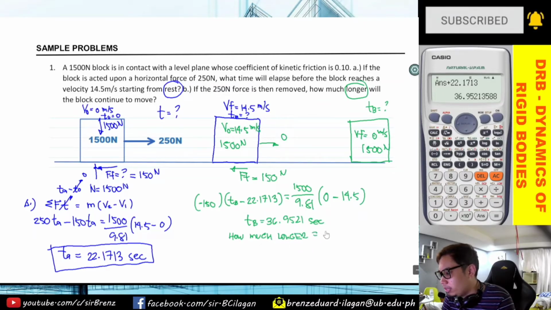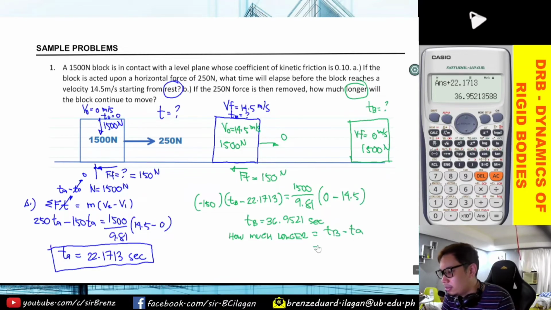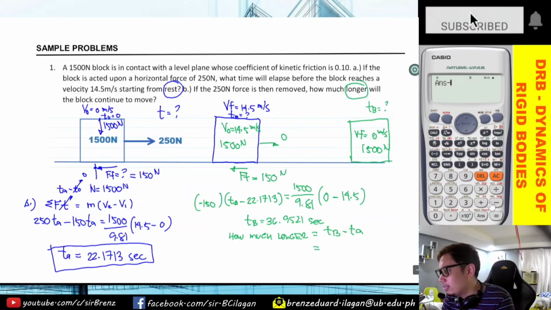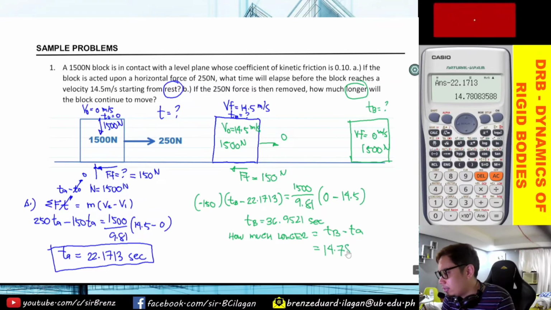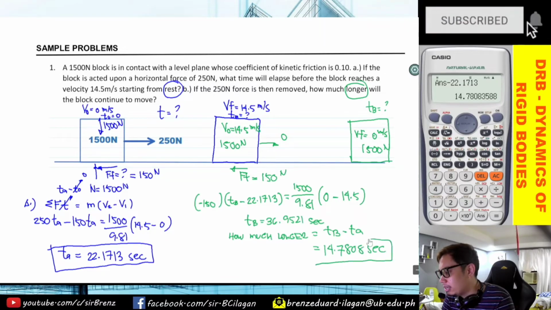So, you just subtract TA from TB. So, 36.9521 minus 22.1713. Okay, so 14.7808. Ayan, this is the answer for letter B.